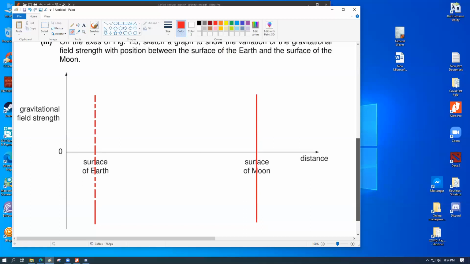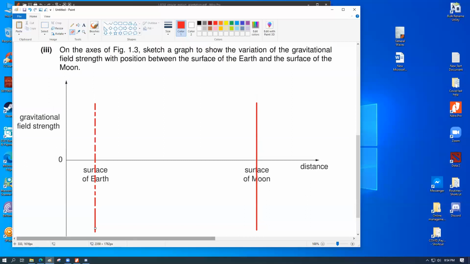I'll give you the question. Read the question. Why are you expected to draw the graph? How much are they expecting out of you? In which location are they expecting you to draw? Between the surface of the earth and the moon. Between the surface of the earth and the moon, which means here to here, not over here, not over here.